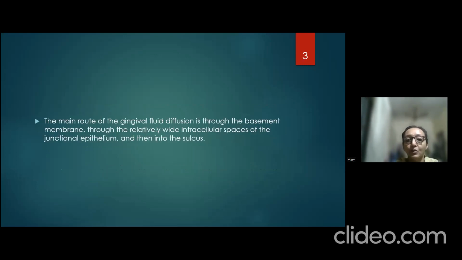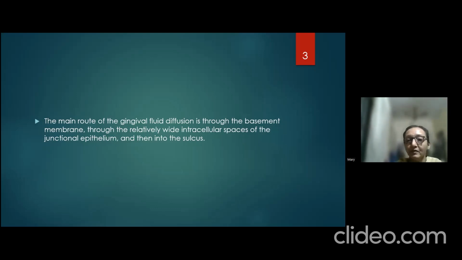So the main route of the gingival fluid diffusion is through the basement membrane, that is through relatively wide intercellular spaces of the junctional epithelium, and then into the sulcular epithelium, then into the sulcus. This was first studied by injecting dogs intramuscularly with fluorescein, and this fluorescein injected intramuscularly into the dogs was recovered using paper strips within just 3 minutes, which indicated the passage of fluid from bloodstream through the tissues and exiting via the gingival sulcus.